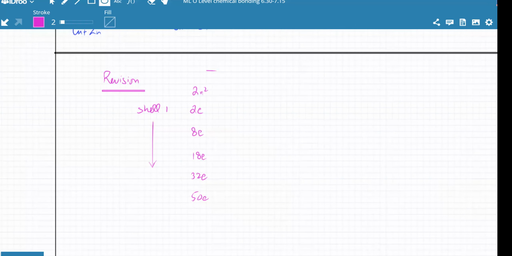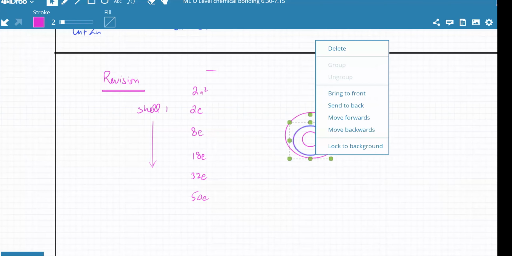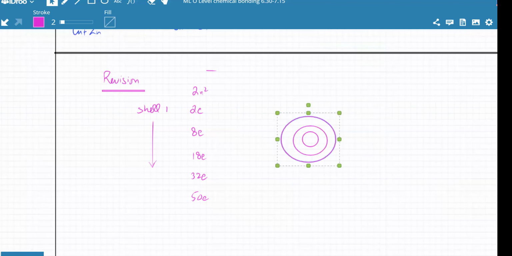Okay, is this clear? Yes sir. Sir, it's doubling. No, not doubling. The size is increasing, okay. So the shells are becoming bigger, right? The first shell is very small, so it can't accommodate a lot of electrons, but the second is bigger and the third is even bigger. So remember that the 8 electron rule is only true up till the second shell. Clear?